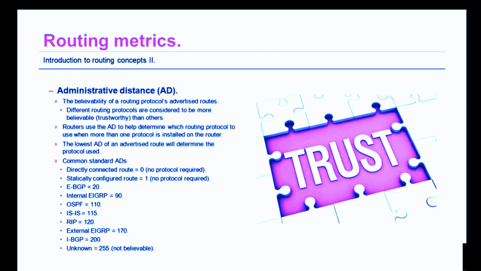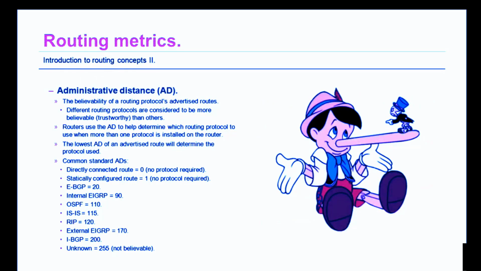The administrative distance, or AD, is probably the most important metric that's used on routers. The administrative distance is the believability of a routing protocol's advertised routes. Different routing protocols are considered to be more believable or trustworthy than others. Routers use the AD to help determine which routing protocol to use when more than one protocol is installed on the router. The lowest AD of an advertised route will determine the protocol that's used.